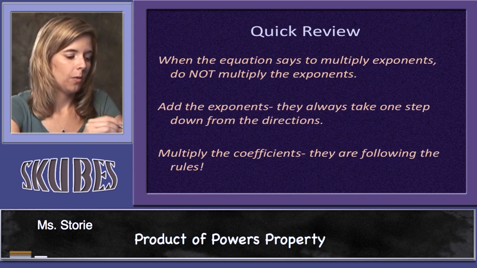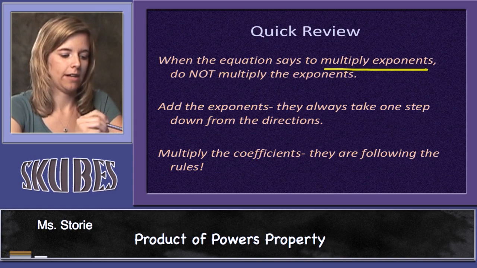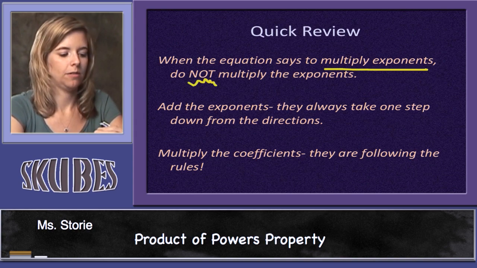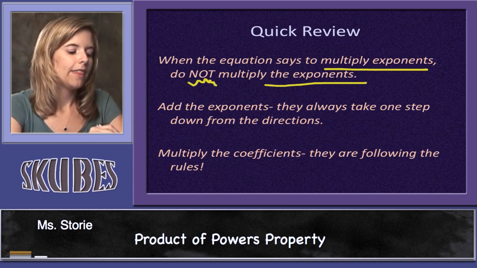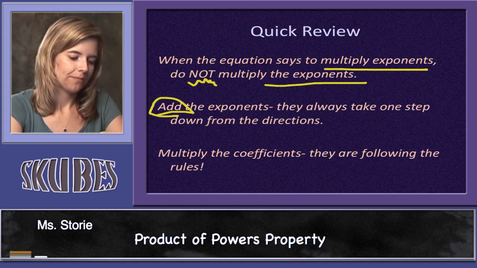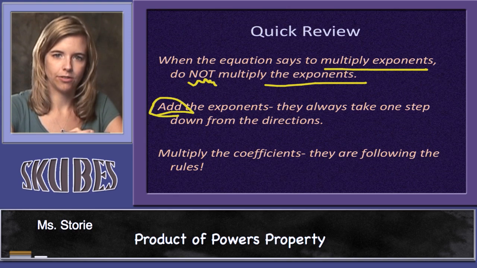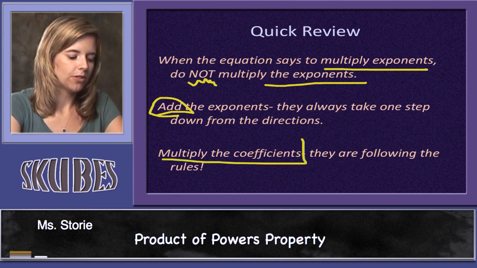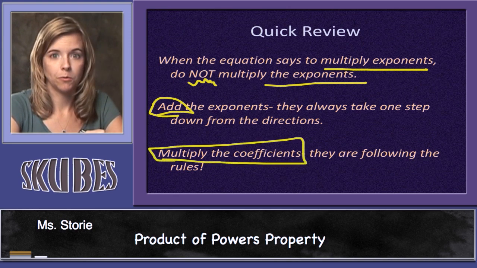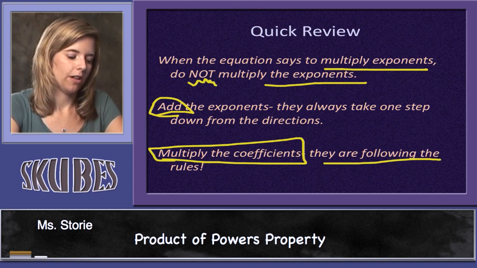So a quick review. When the equation says to multiply the exponents, do not multiply the exponents. Add them instead. They always take one step down. So if it's multiplication, you go down from there, it's addition. Multiply the coefficients just like normal. Well, we did 1 times 1 every time. They are following the rules.